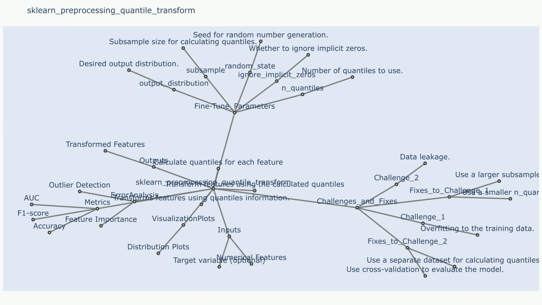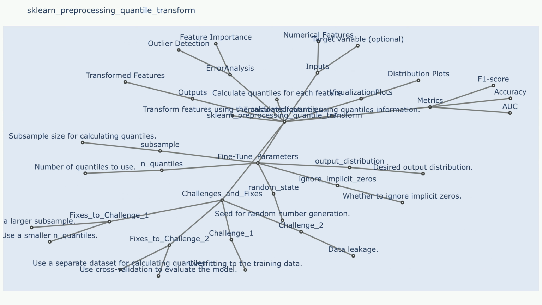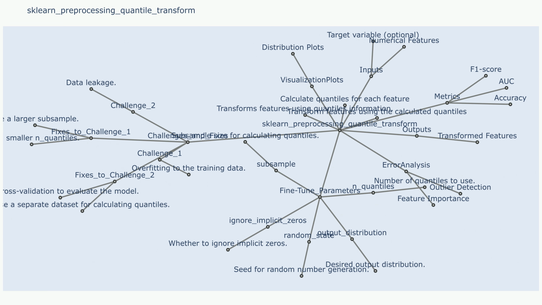Inputs. X: this is the input data, typically a NumPy array or pandas DataFrame. It represents the dataset you want to transform. Output distribution: this parameter specifies the desired output distribution. It can be uniform for a uniform distribution or normal for a normal distribution. Outputs. Xtrans: this is the transformed data, having the specified output distribution, uniform or normal.